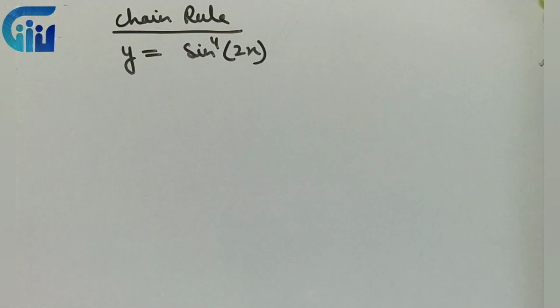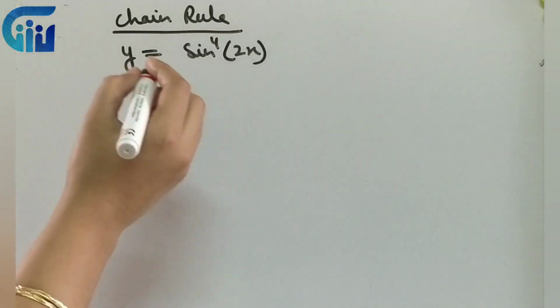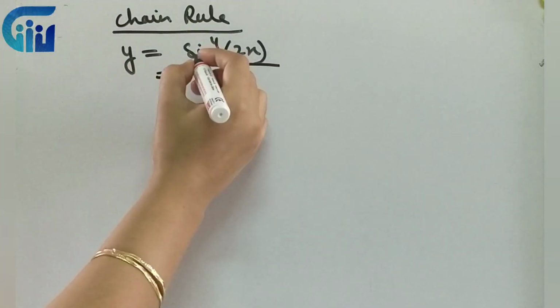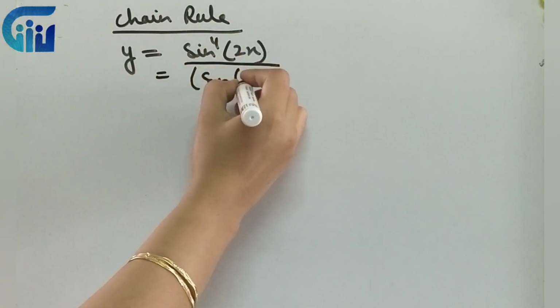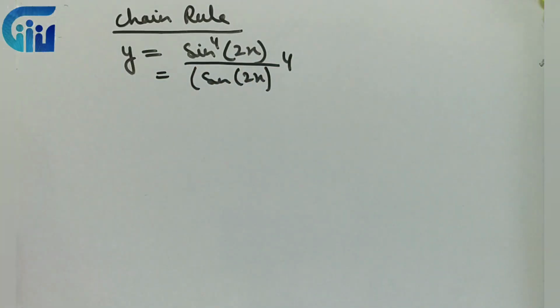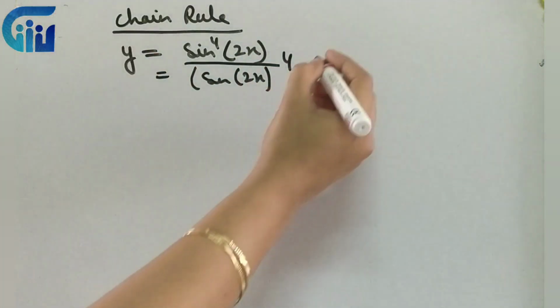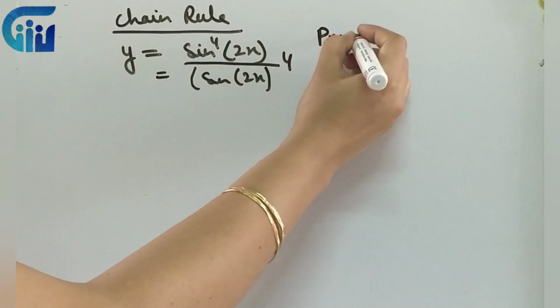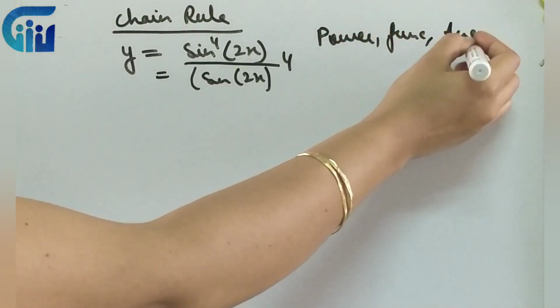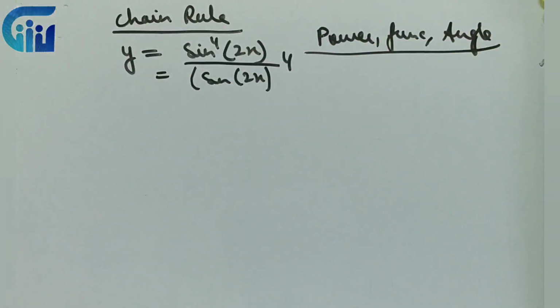So how do we do it? First of all, we will see whether we can write the given function in terms of a whole power. If we can, then we will write it like this. The chain rule says we have to differentiate the power, then the function, and then the angle. So power, function and angle.